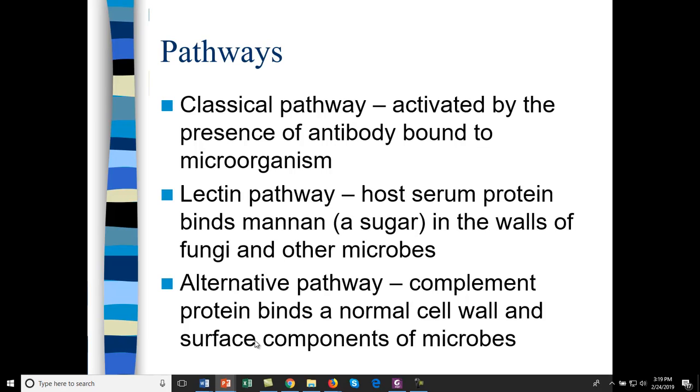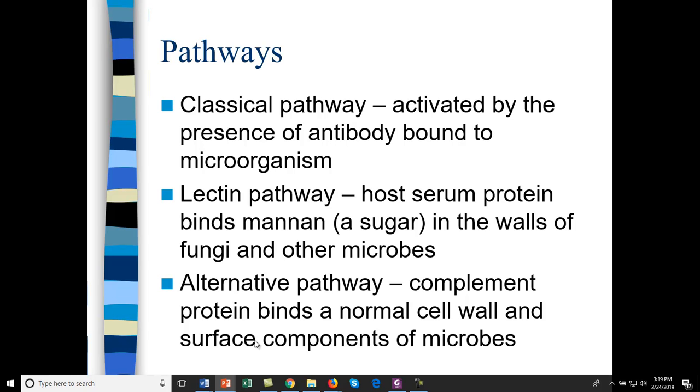And then you have an alternative pathway, and this is when the complement protein binds both the normal cell wall and the surface component of a microbe. So you've got a sort of sandwich in between a normal human cell wall and the normal cell wall of a microbe; the complement protein basically binds this, and that initiates the alternative pathway.